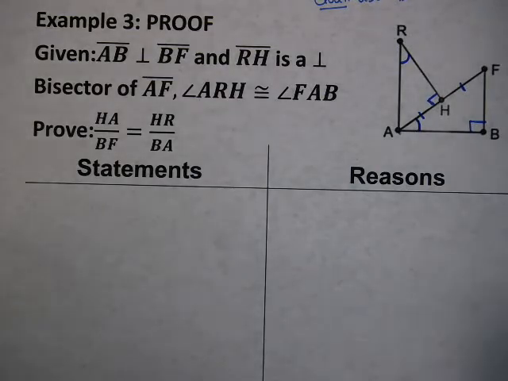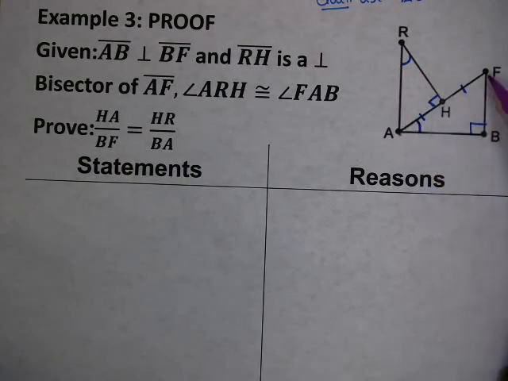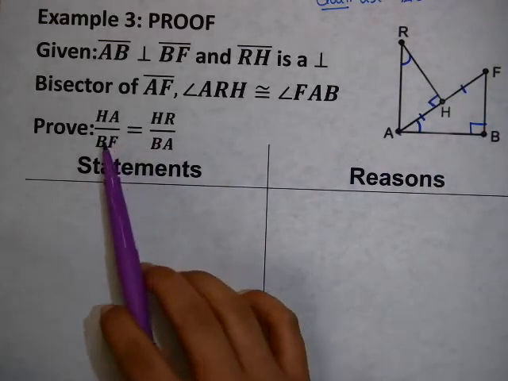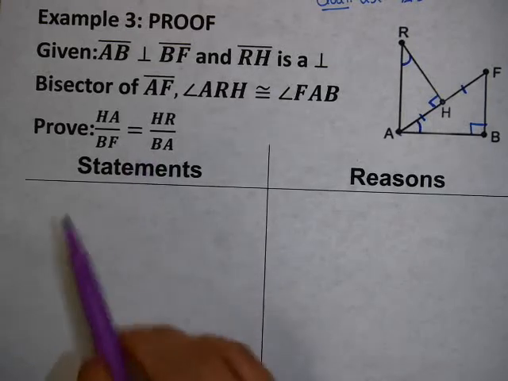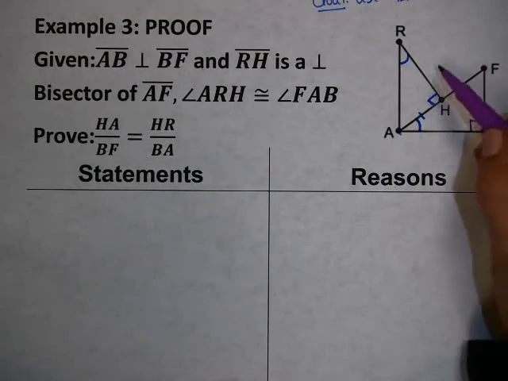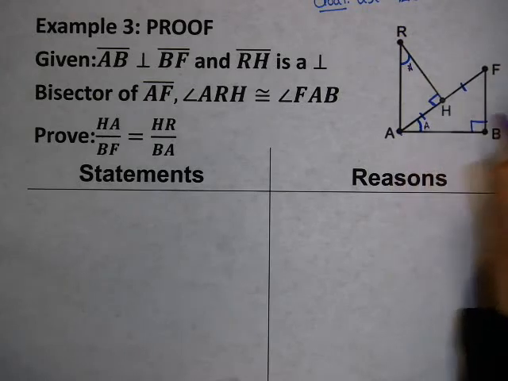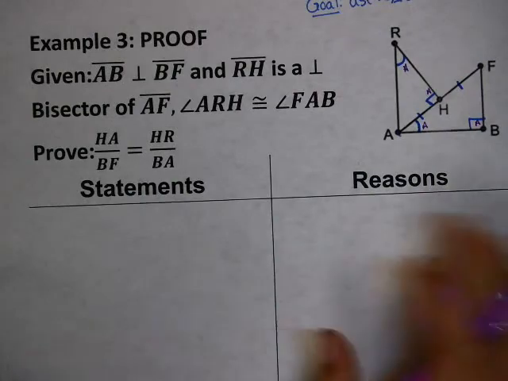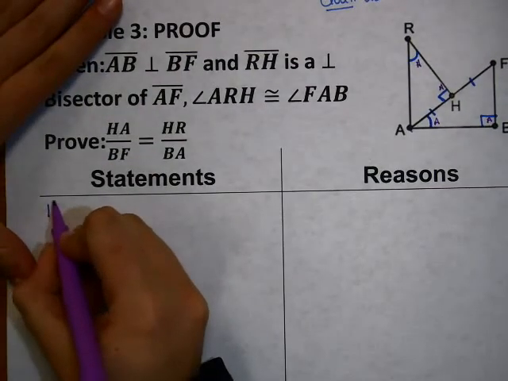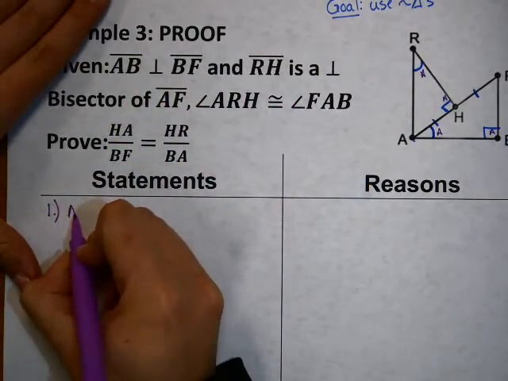So when I look at this, I need to figure out how can I prove that these two triangles are similar. Because if I can prove they're similar, then I can say their proportional sides are equal. So let's look at what we have. So we have an angle, and another angle. So this one we can use angle similarity. Okay. So let's start with our given. This one I'm going to break the givens apart. Take it step by step.